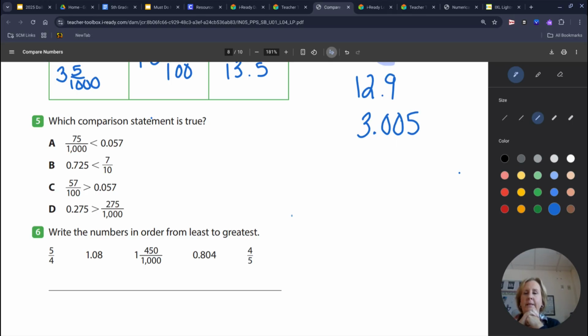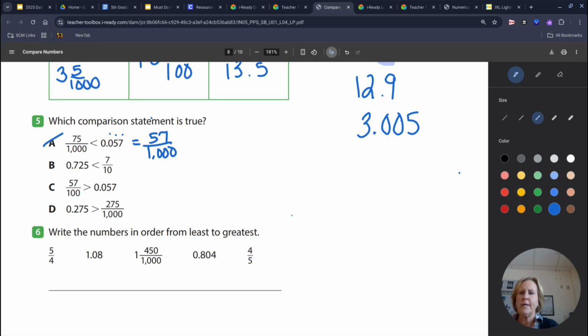Well, let's just look at A. 75 thousandths is less than 57 tenths, hundredths, thousandths. The last time I checked, I'm pretty sure that 57 is smaller. That is not true.